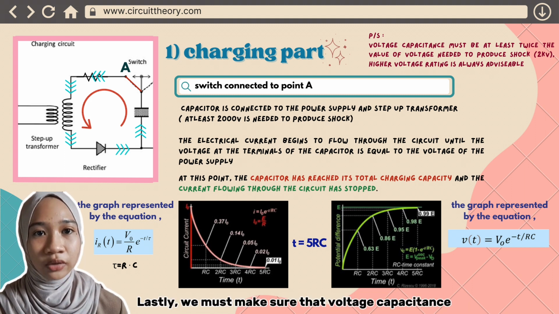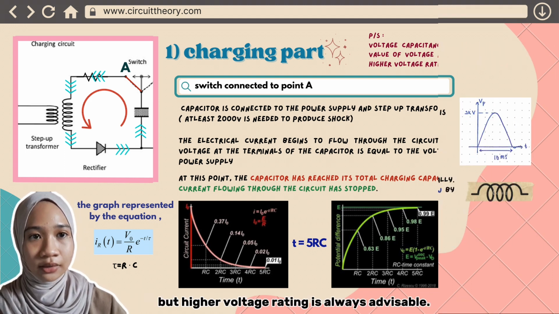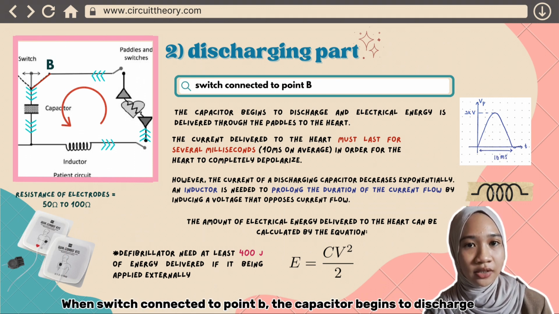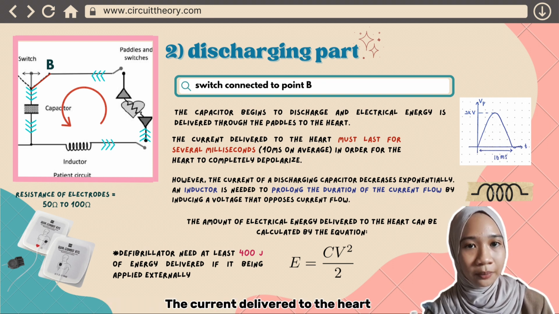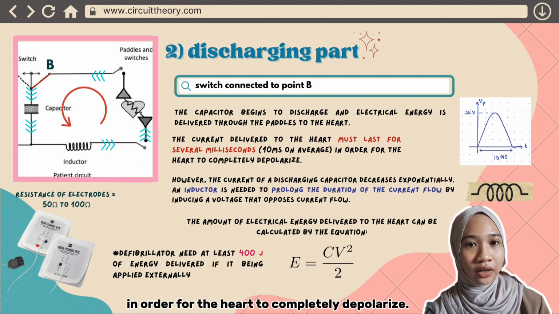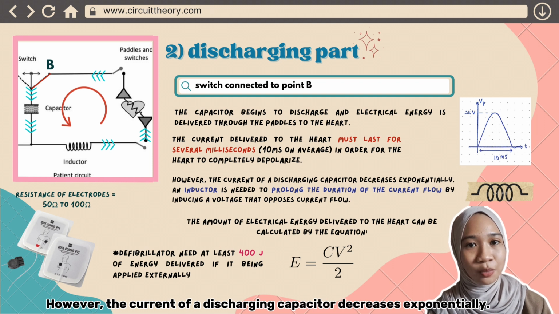Lastly, we must make sure that voltage capacitance is at least twice the value of voltage needed to produce a shock, but higher voltage rating is always advisable. Next, the discharging part. When switch connected to point B, the capacitor begins to discharge and electrical energy is delivered through the pedals to the heart. The current delivered to the heart must last for several milliseconds, 10 milliseconds on average, in order for the heart to completely depolarize. However, the current of a discharging capacitor decreases exponentially.